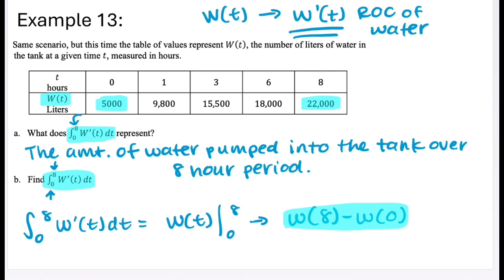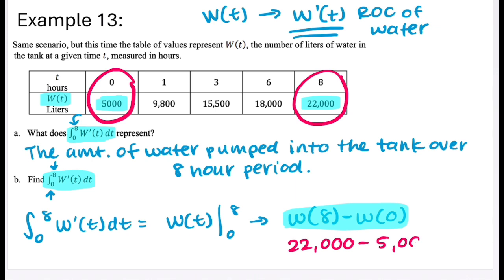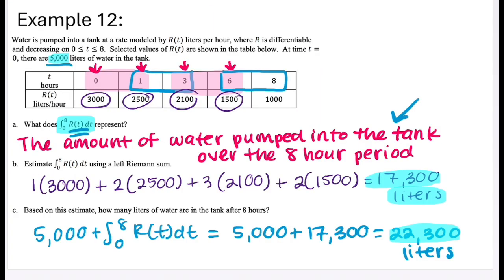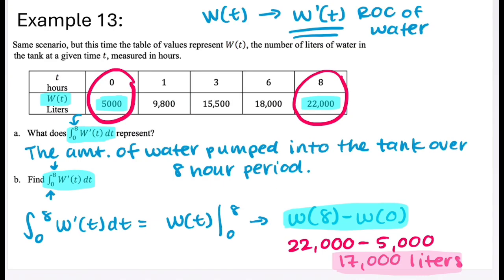So I'm going to plug these values in, and they're directly here in this table. We start with 22,000 and subtract 5,000, which gives us a total change of 17,000 liters. That ended up being an exact amount because we actually knew the amount of liters, so we were able to find it without having to estimate. In the previous example, we had the rate of change function, so we had to estimate the net change, and it was 17,300. So this is a little bit more accurate because we're not using Riemann sums.